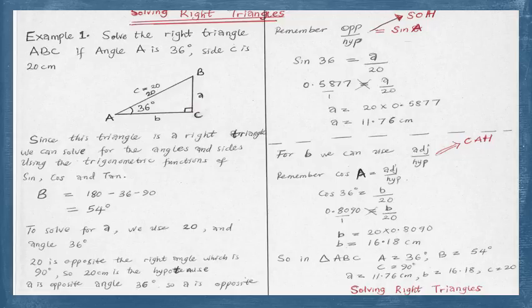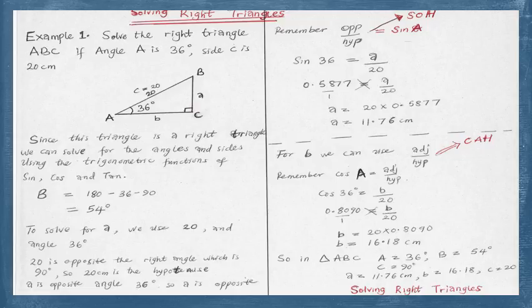So in this question, we are asked to solve the right triangle ABC, which is shown here, given that angle A is 36 degrees and side c is 20 centimeters. This is side c here, and side c is opposite angle C, side a is opposite angle A, and side b is opposite angle B. If you notice, the angles are given in capital letters and the sides are given in small letters.